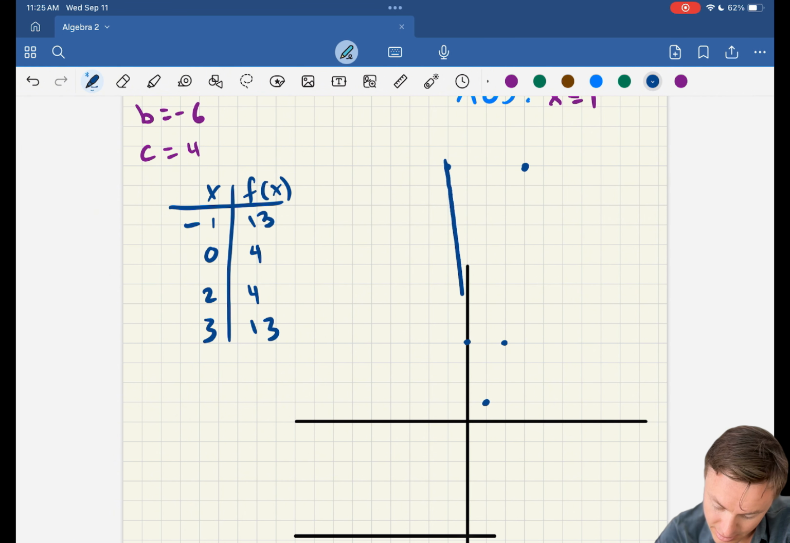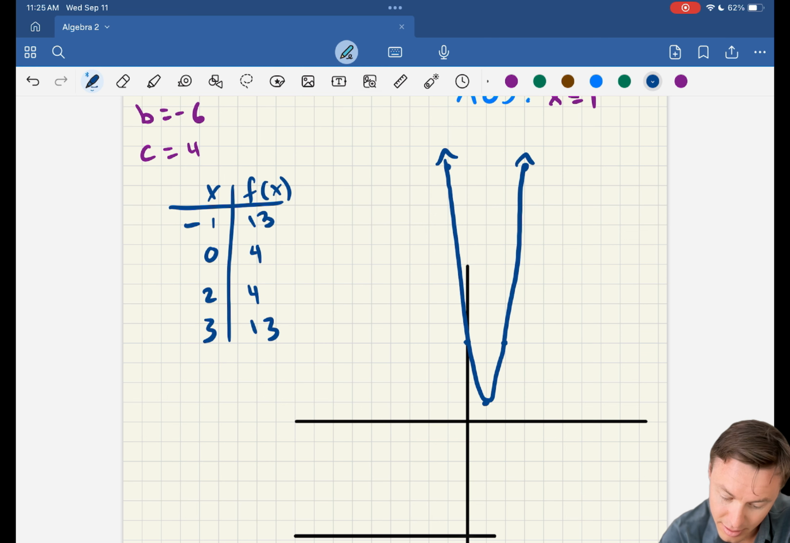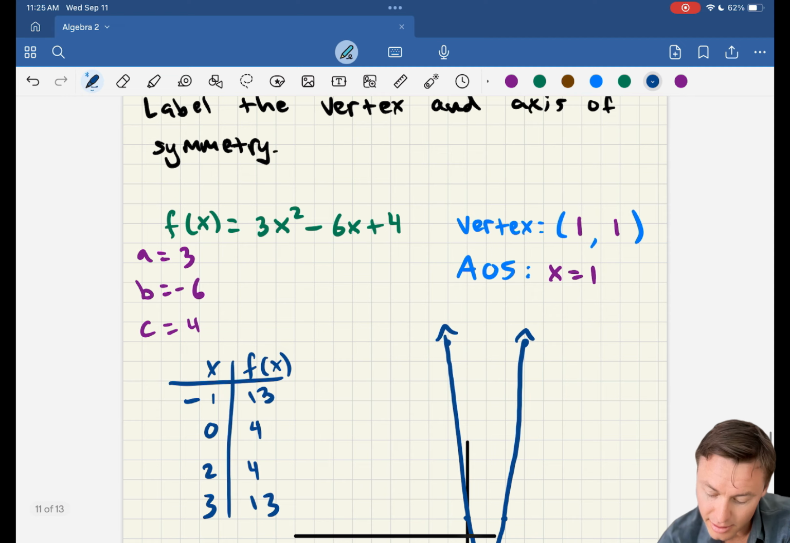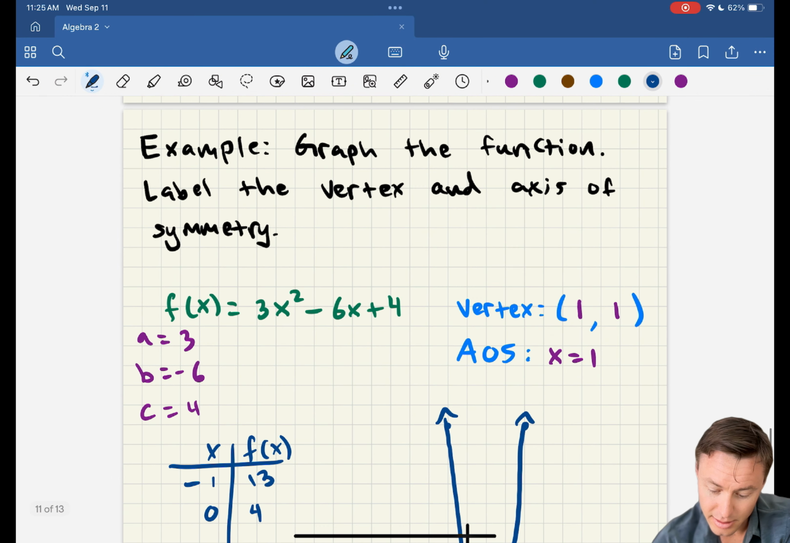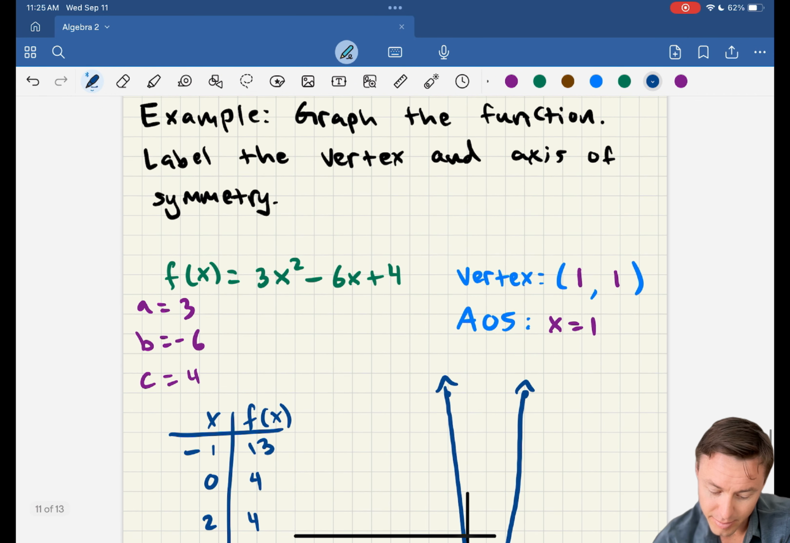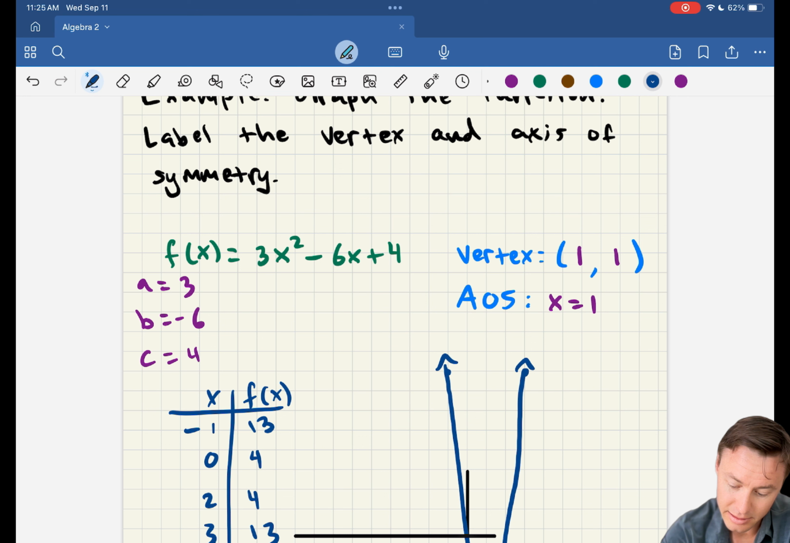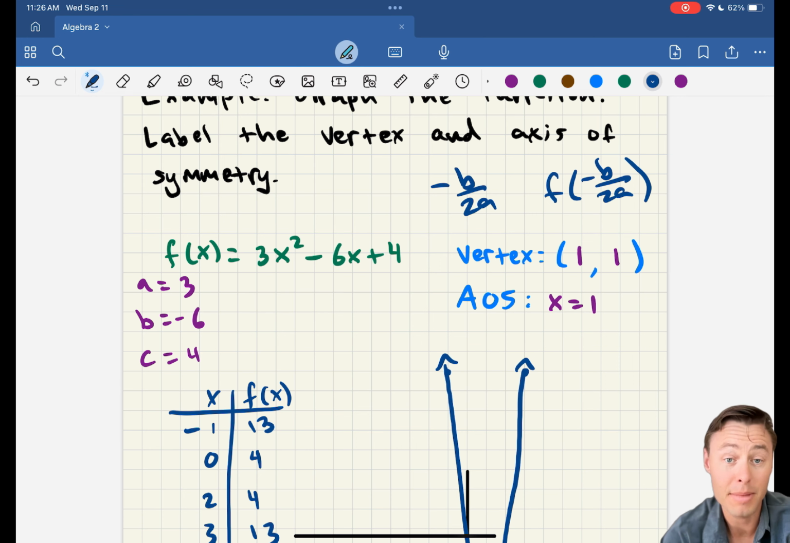Great, so there's our quadratic, nice and skinny. Remember, because the a value is greater than 1, in this case it's 3, it's facing upward, and it's skinny, okay? All right, great. So that's how you do that, remembering that our equation to find the axis of symmetry is negative b over 2a, and then to find the y value, you just plug that number back into the function.